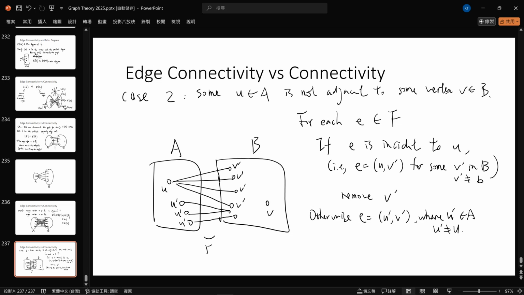For this type of edges, we remove u prime.